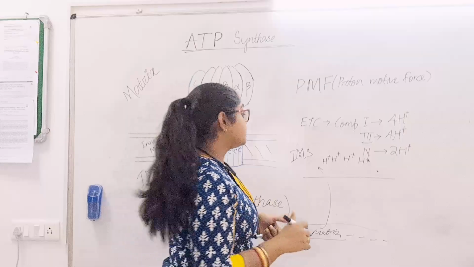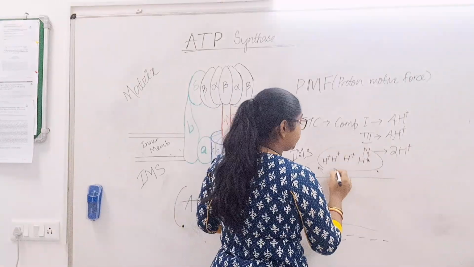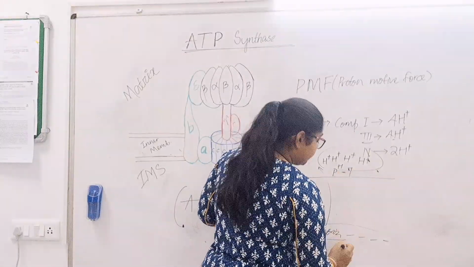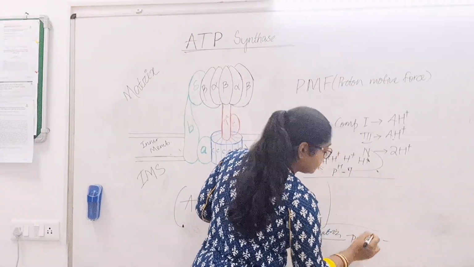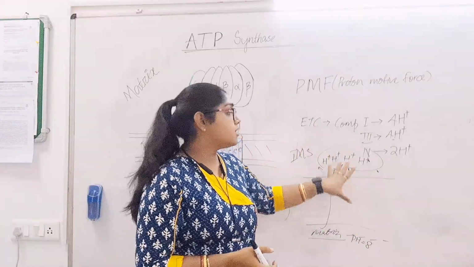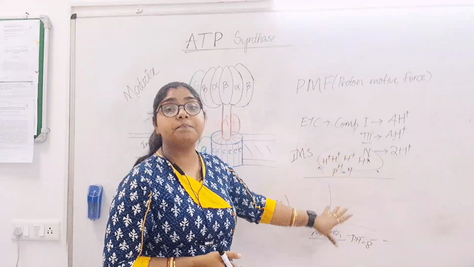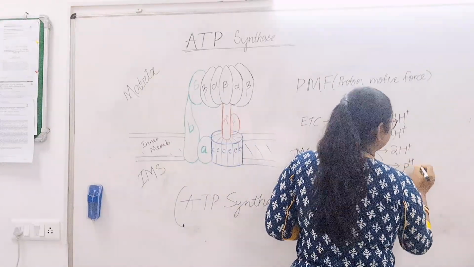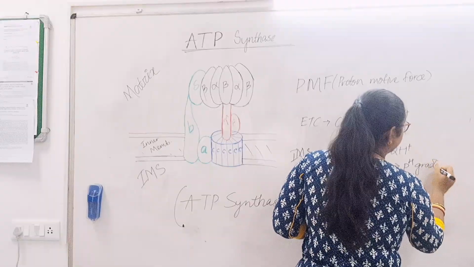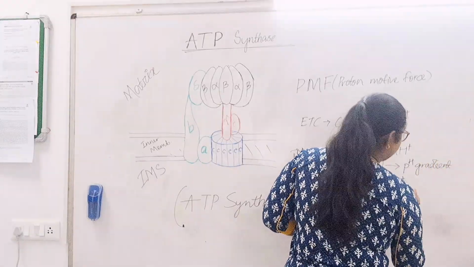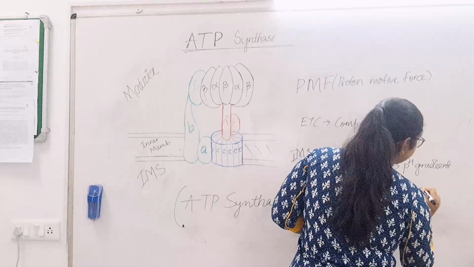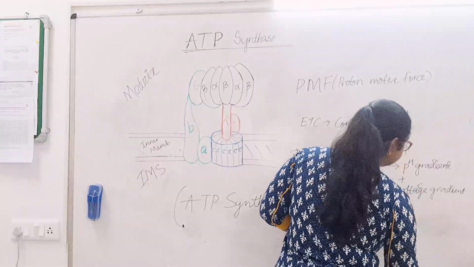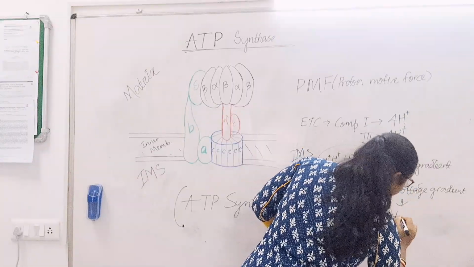When there are more protons, the pH of the intermembrane space becomes 7, while the pH of the matrix is 8. This is known as the pH gradient. Together, the pH gradient and the voltage gradient are known as the electrochemical gradient.